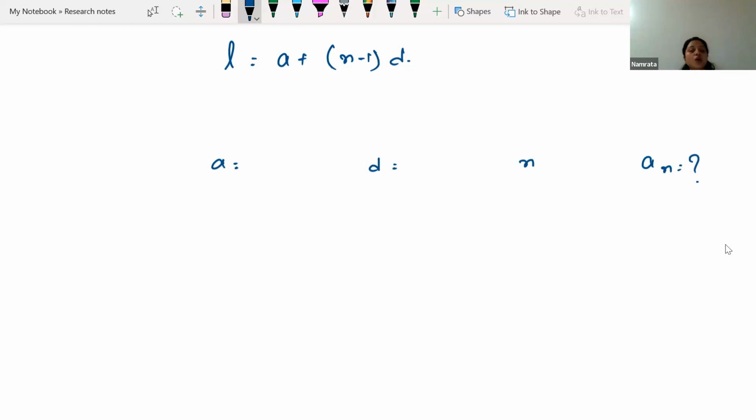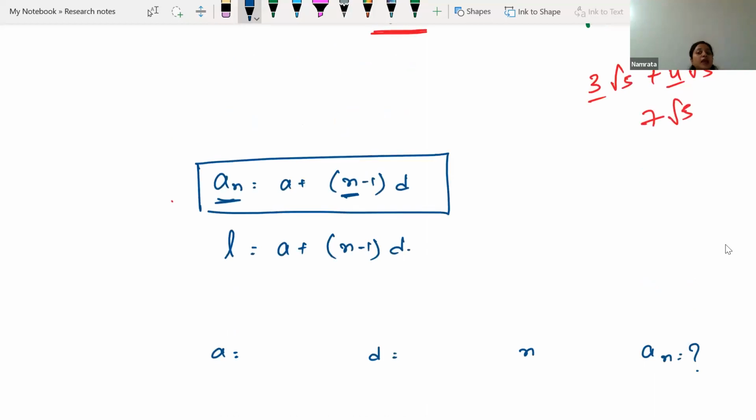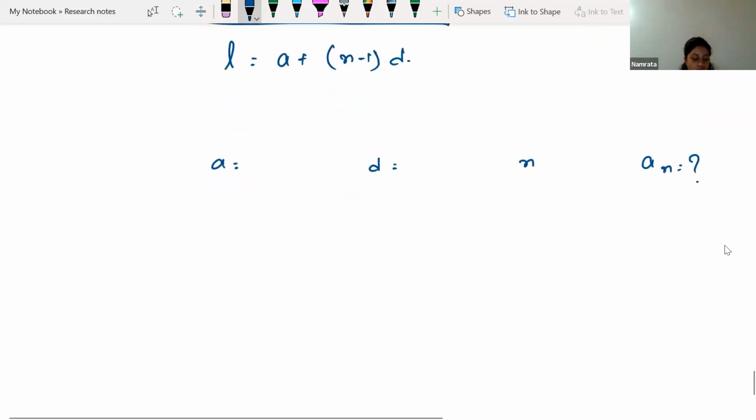Or if any three are given and one of them is missing, then by using this formula an is equals to a plus n minus 1 into d, you will be able to calculate the unknown one, be it a, be it d, be it n, be it an. So if three pieces of information are given and one is missing, you just have to substitute everything in this formula and you will get the unknown one. So I'm not going to take that. Choose the correct choice.